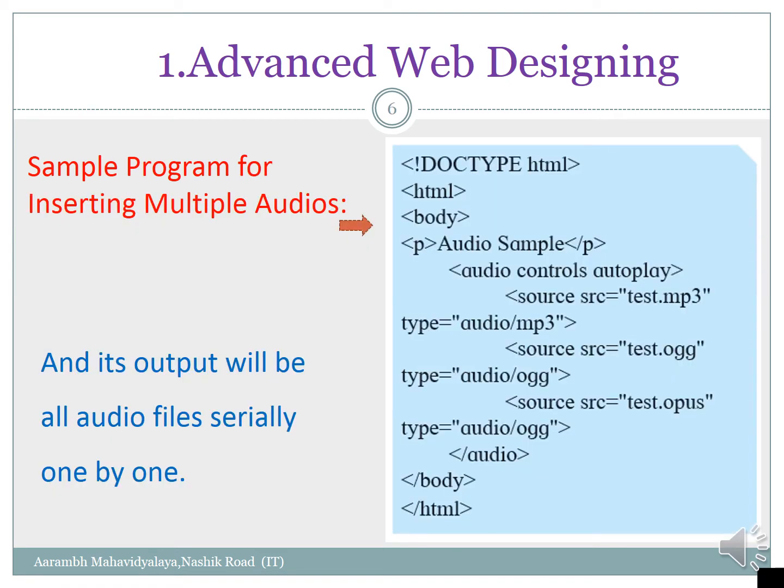Just now we have seen that we can add a single audio file to the web page. Now let us see how to add multiple audio files on a single web page. Here in this program, we have added three files: test.mp3, test.ogg and test.opus. All these files will play serially one by one.